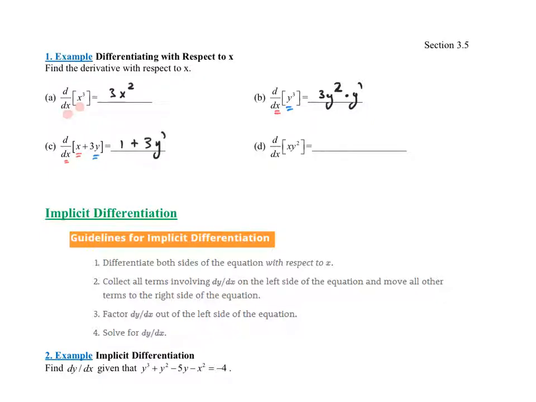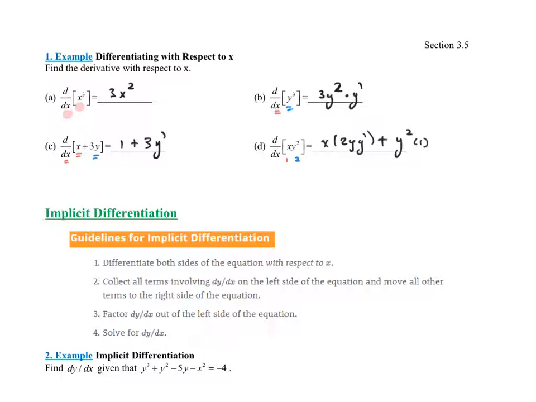How about the derivative with respect to x of xy squared? Well, hopefully you see that this is a product rule where you have a first function and a second function. So what's the product rule? It's the first, which would be x, times the derivative of the second. Well, the derivative of y squared would be 2y y prime, plus the second, which would be y squared, times the derivative of the first. Well, the derivative of x is just 1. Of course, you could simplify this at that point in time.